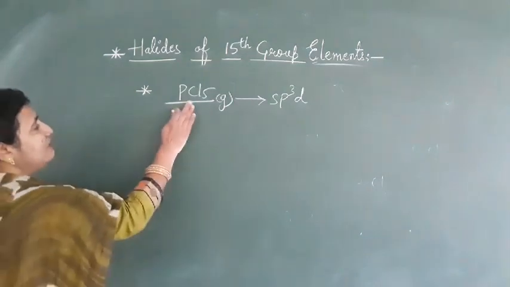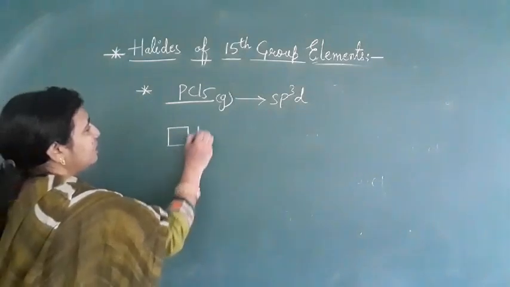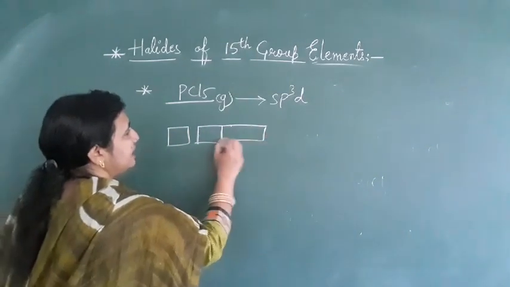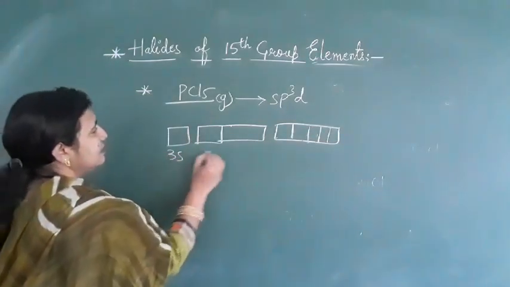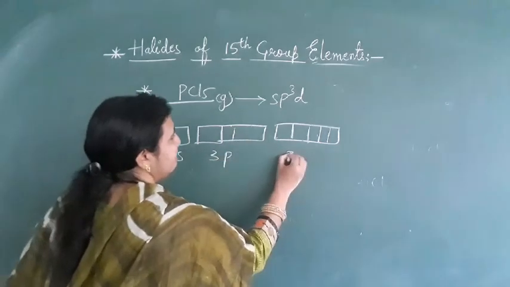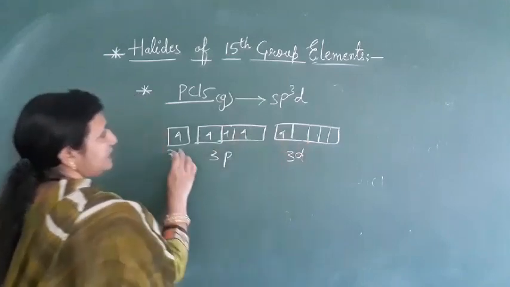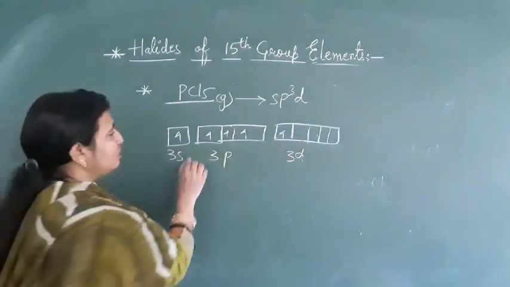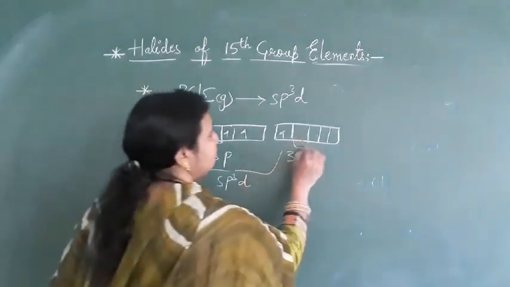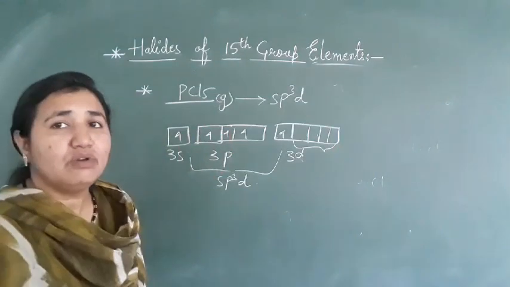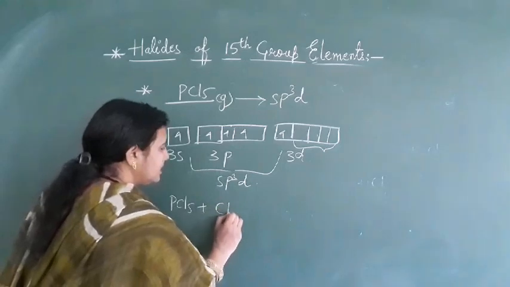It will act as a Lewis acid. Why? Because of the presence of empty d orbitals. In PCl5 we have 3s, 3p and 3d, with one electron in each, so five unpaired electrons and sp3d hybridization. The remaining 4 orbitals are empty, so they can accept an electron pair from a halide ion: PCl5 plus Cl minus.